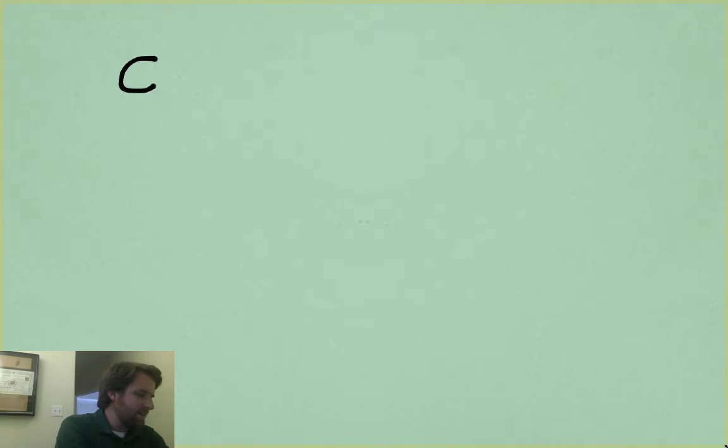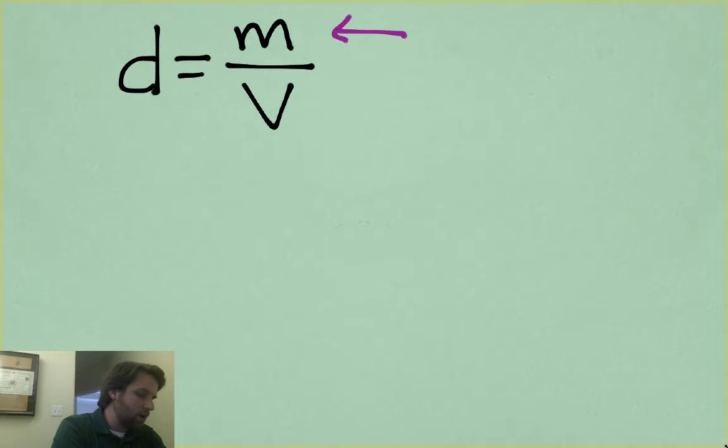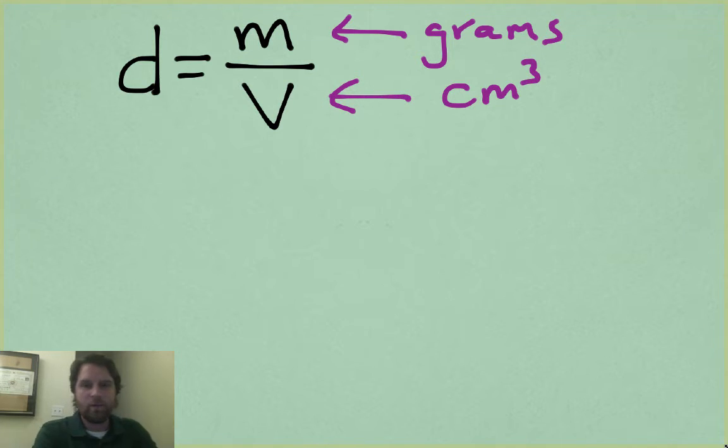The density of something is determined by its mass and its volume, so the ratio of mass to volume. That is our equation: D equals mass divided by volume. Your units: mass should be in grams, and volume should be in cubic centimeters. You get volume by doing length times width times height. Remember that from way back? Okay, so those are your units right there.